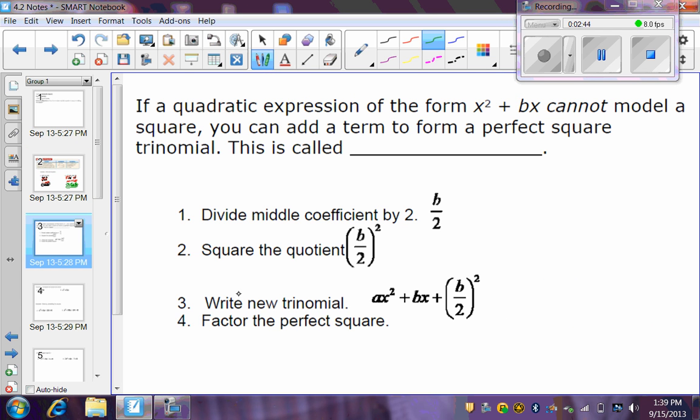So let's look at completing the square. If a quadratic expression of the form x squared plus bx cannot model a square, you can add a term to form a perfect square trinomial. This is what we call completing the square.